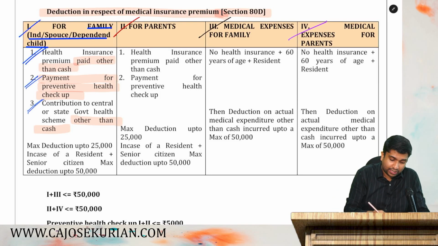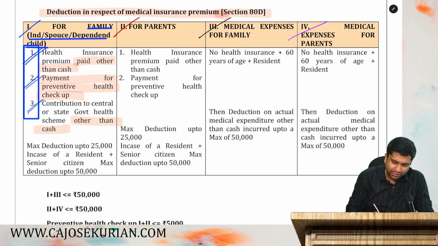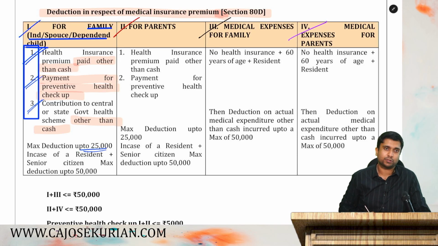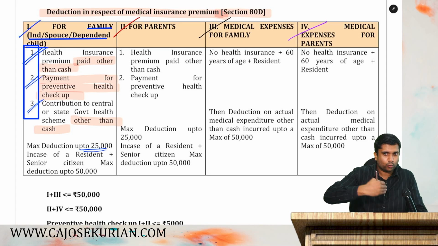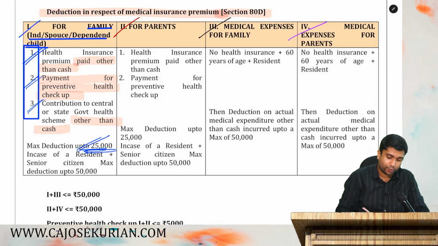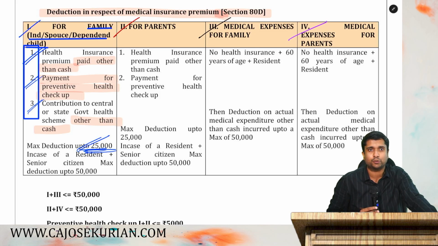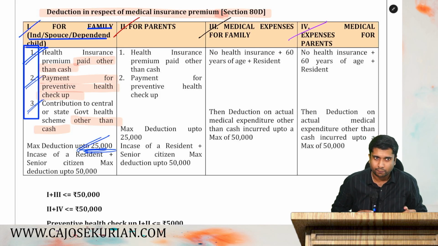Now, you take these 3 and take the total. The total shall never go beyond 25,000. You take 1, 2 and 3, you take the total. The total should be less than or equal to how much? 25,000. It shall not go beyond 25,000. If it goes beyond 25,000, the maximum deduction that you get is only 25k, not more than that. Hope you got my point.